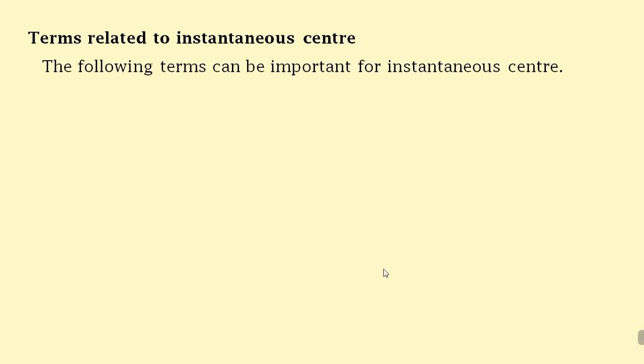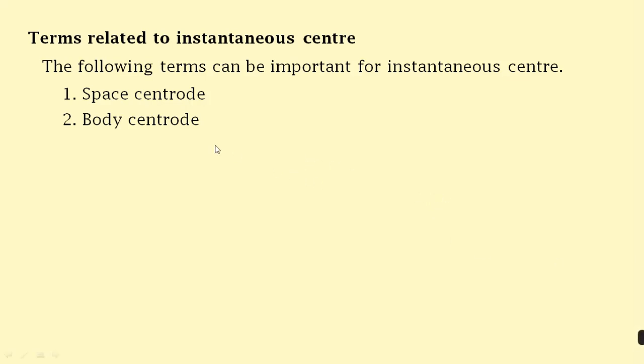And next, the terms related to the instantaneous center. What are the important terms related to the instantaneous center? That means some technical terms we should know about the instantaneous center. One is the space centroid and the second one is the body centroid. Okay, these are all only for knowledge purposes. These are given based upon the change in the center point location.